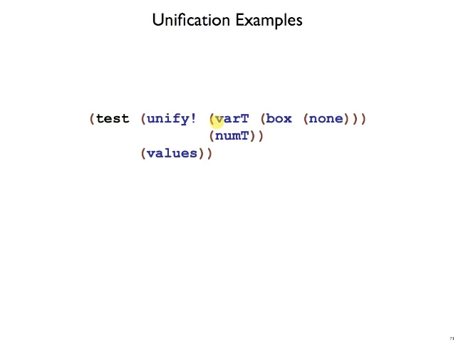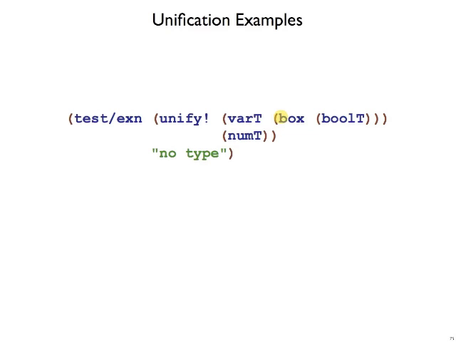If we have a type variable, like this, here is a type variable that currently has no assignment, so that can be successfully unified with any type, including numt. If we have a type variable that's already assigned to be a numt, then unifying that with numt also succeeds. On the other hand, if we have a type variable that has already been assigned to a Boolean type, then unifying it with numt will fail with a no type exception, the same as trying to unify Boolean and num type.